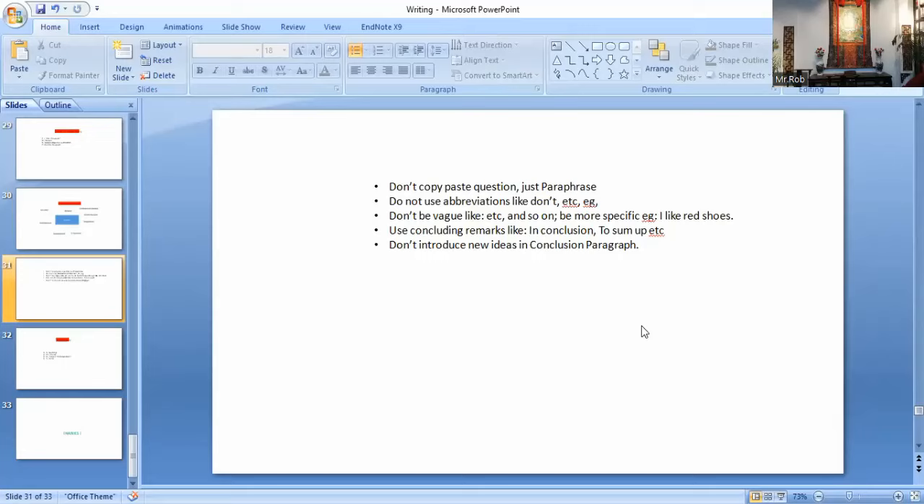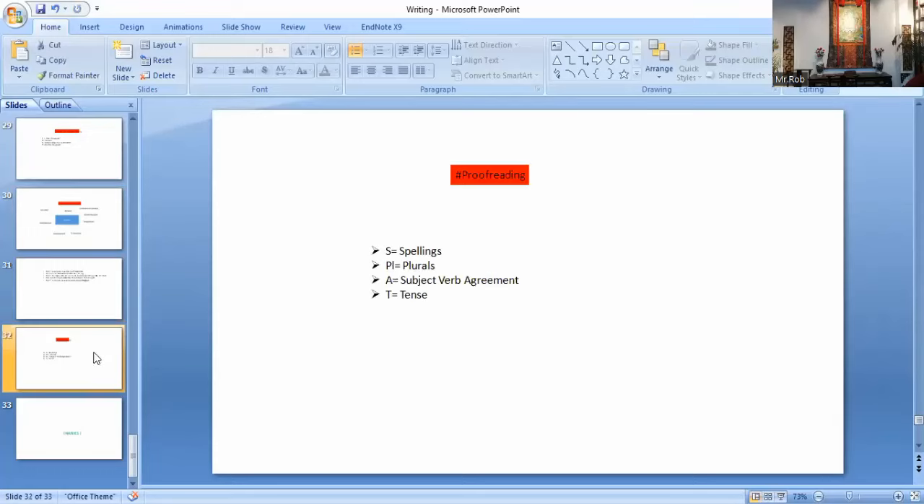Similarly, while concluding, use remarks like in conclusion, etc. And last but not least, do not introduce new ideas in the conclusion. Just talk about things that have been discussed in the body paragraphs and in the introduction paragraph, but do not come up with new ideas.